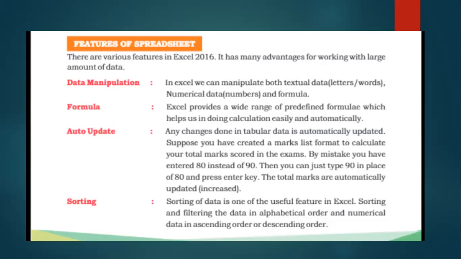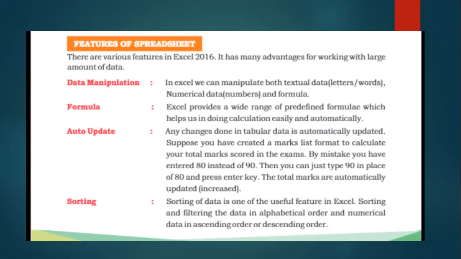Here, another feature is auto update. Auto update is nothing but when I edit or modify the data, it will get automatically updated. Here they have given one example. While I entered the data, by mistake, instead of 50, I have written 25 in that column. Later, I realized, and I have done all the calculations.